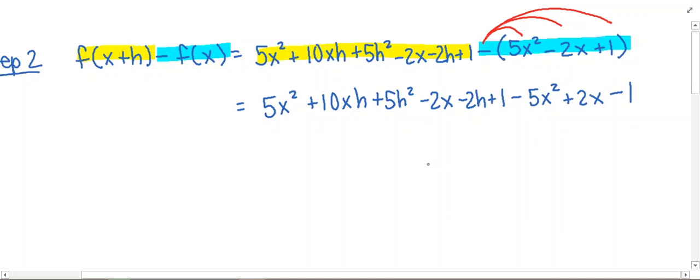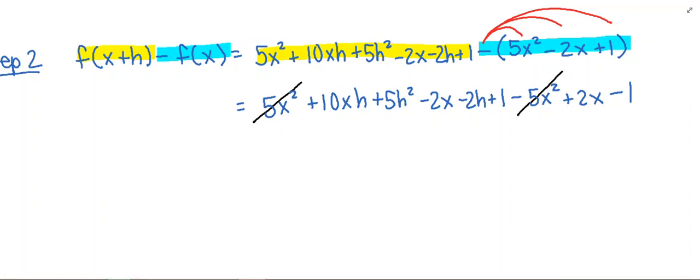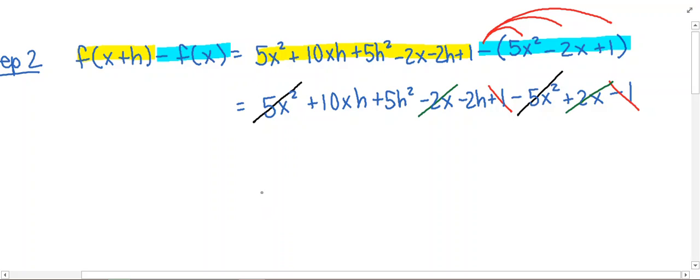And remember, this is the step where you can gauge whether or not you're on the right track. If you're doing this correctly, lots of stuff should go away. If you don't have anything canceling out, you want to go back and check, you've done something wrong. Okay, so let's see what cancels out. I see a positive 5x squared canceling with a negative 5x squared. And then I see a positive 1 canceling with a negative 1. And then lastly, I see a negative 2x canceling with a positive 2x. Okay, I don't think anything else cancels.